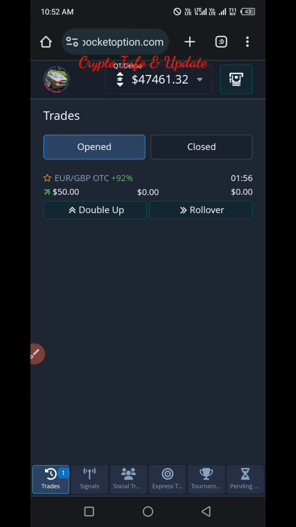Now look at what you have to note. Whenever you want to roll over an already running trade, the initial capital you used for that running trade will be doubled in the new active trade. Likewise, your potential profit will also be doubled. Do you understand? Let me say that again. In this case, the trade is already running, and the initial capital is $50. It's $50 I'm using for this trade.